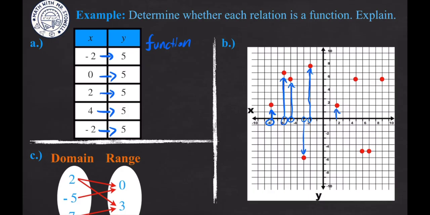2 goes to 2. 5 goes to 6. 6 goes to -5. 7 goes to -5. And 9 goes to 6. So this right here is a function as well. Every x value goes to exactly one y value.